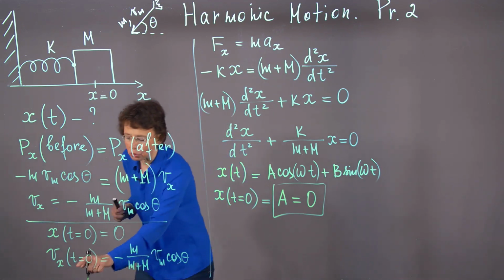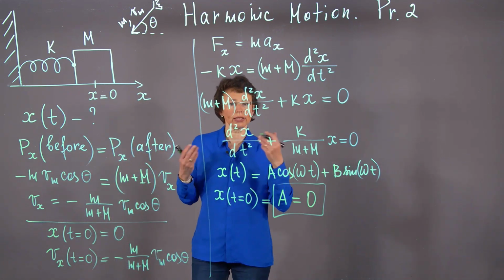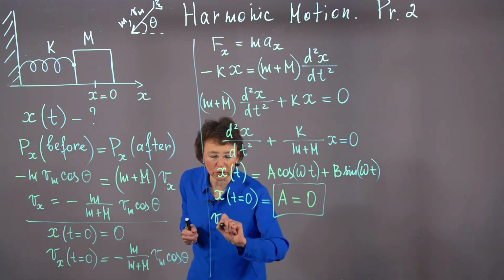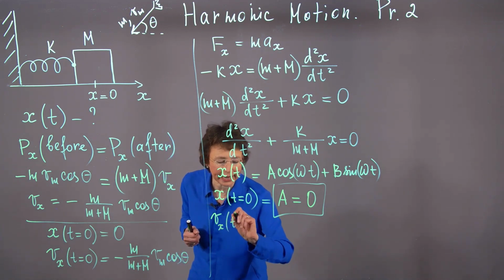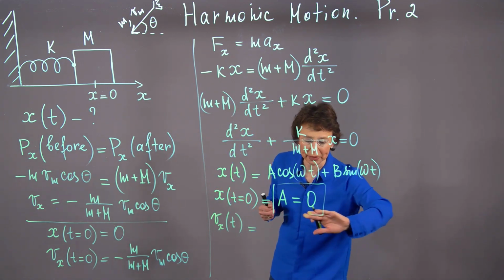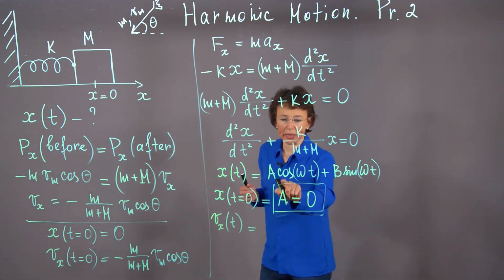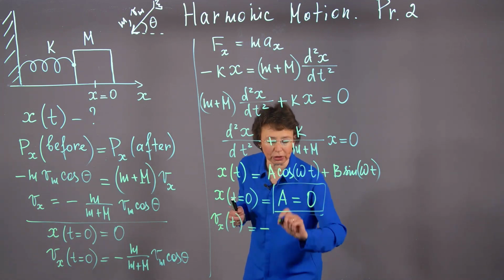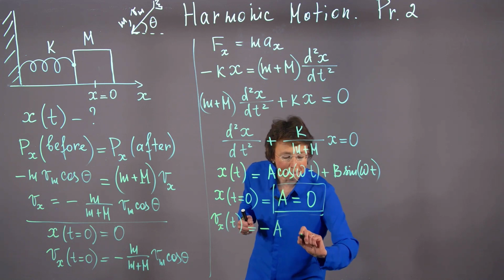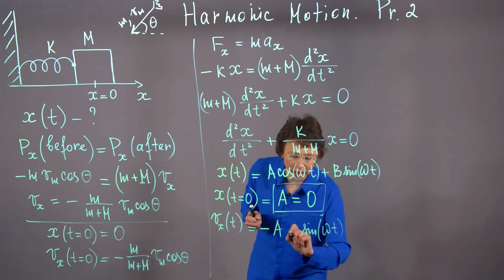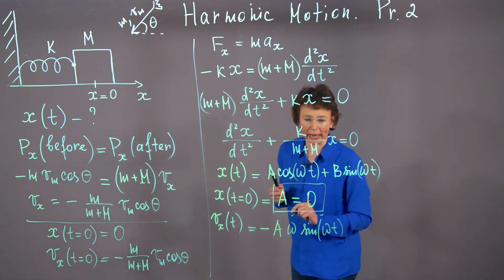Now I need to use my second initial condition, so I need to differentiate x to find velocity. What will be velocity? Vx at any time moment as a function of x. It will be, I differentiate this guy. It will give me minus, because derivative of cosine will be negative sine omega t, and the chain rule will give me omega.